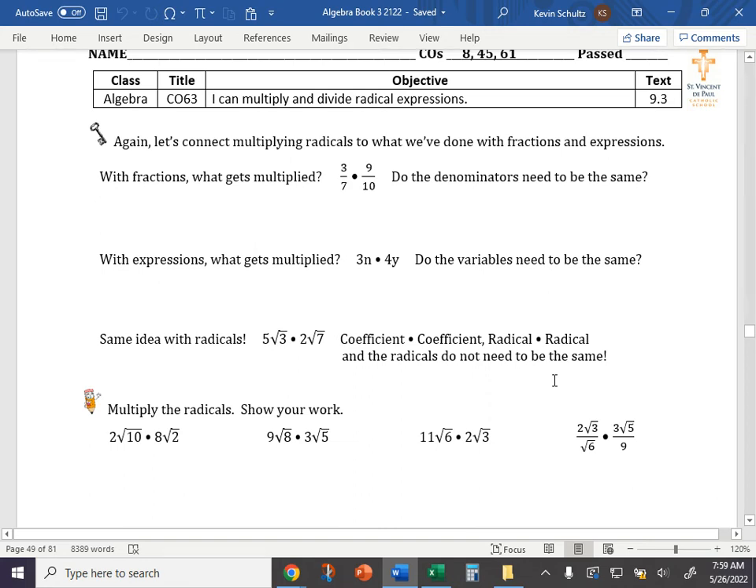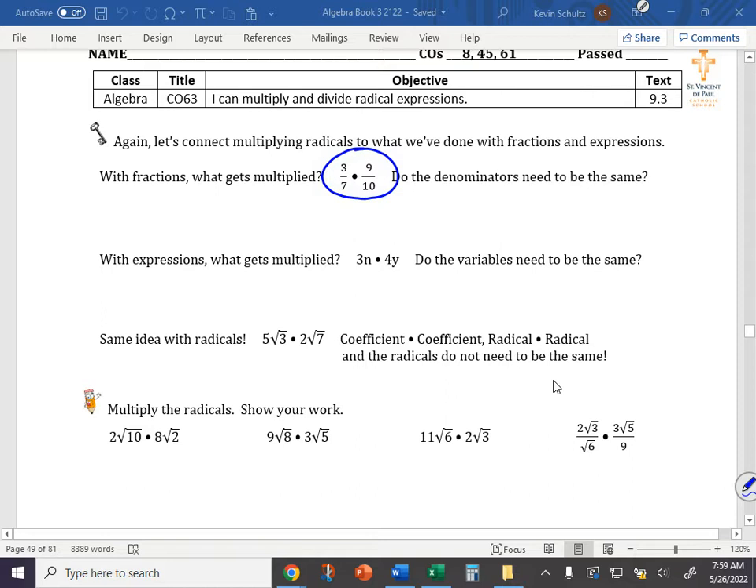Good day, Algebra. We are here in CO63, our last objective of the year, and it's multiplying and dividing radical expressions. You want the good news? Yes. The good news is, if you know how to multiply and divide fractions, the idea behind multiplying radicals is the same. Okay?